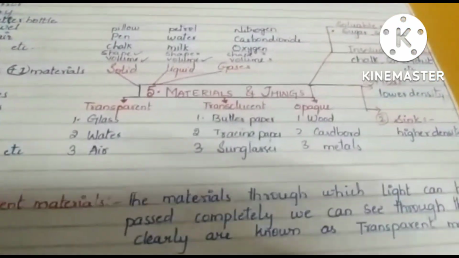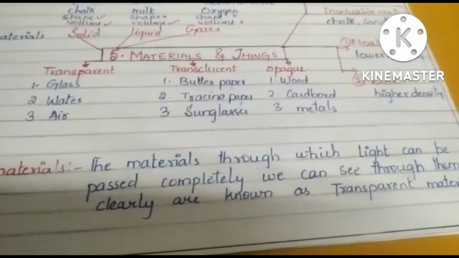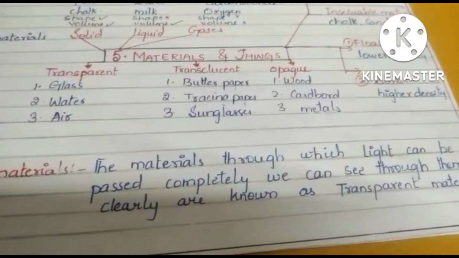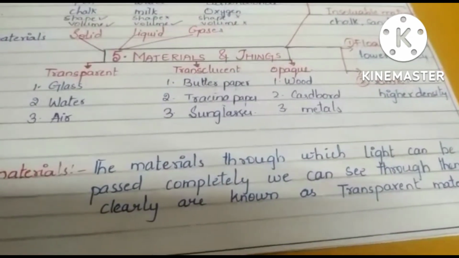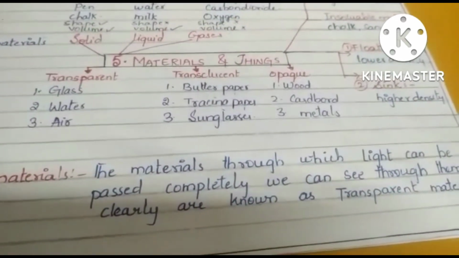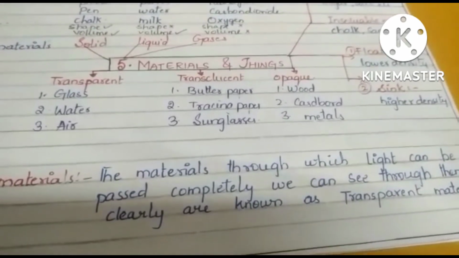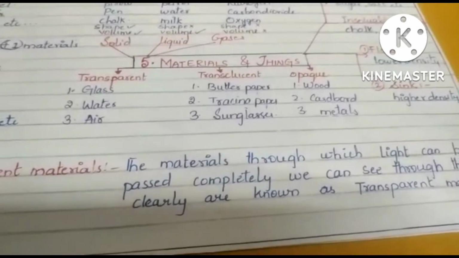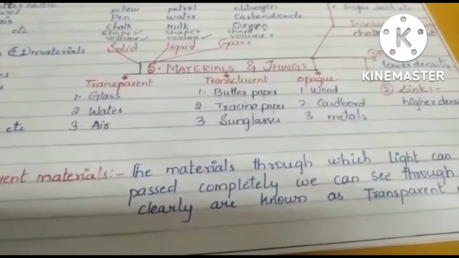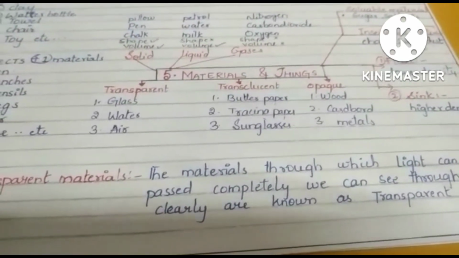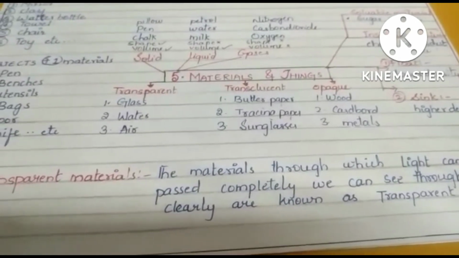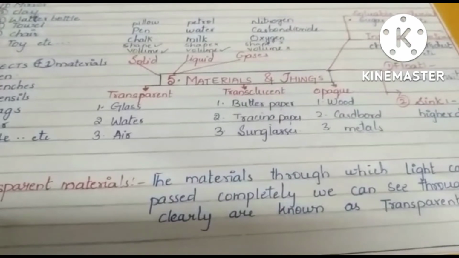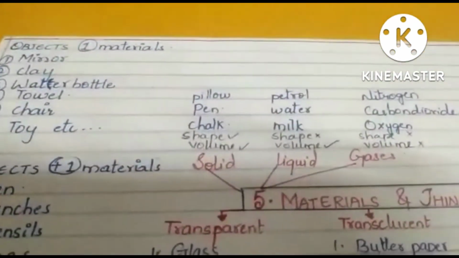Now let's go towards the opaque materials. This is a very clear definition. The materials through which light cannot pass and we cannot see through them are called opaque materials. Suppose I put a water bottle made up of steel, of course it cannot pass light, right? That's why. And we cannot see through them, like cardboard, wood, metal, anything opaque, that is called opaque material, okay? Now materials are again divided into three types, that is solid, liquid and gases.